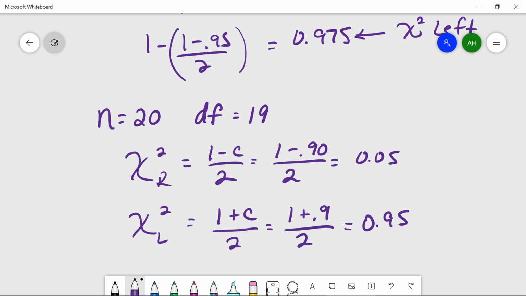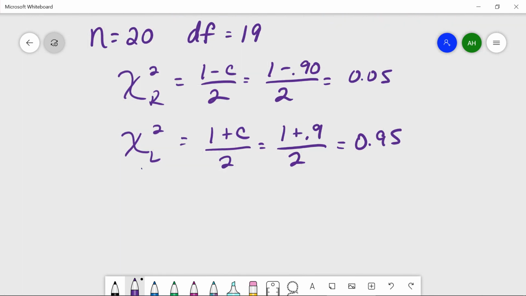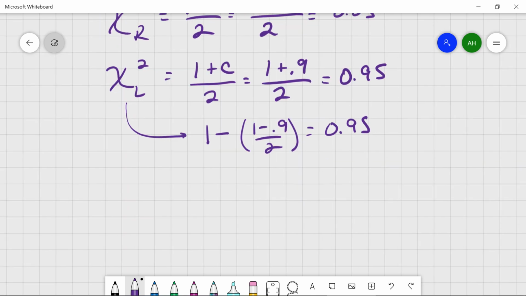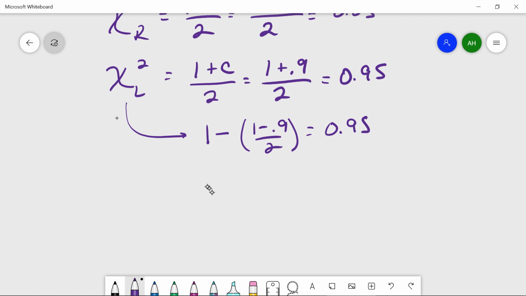And if you notice what I was telling you a second ago, we could also calculate this as 1 minus the quantity 1 minus 0.9 divided by 2. If you calculate that, you also get 0.95. And if you think about it, my left chi is going to equal 1 minus my right chi.